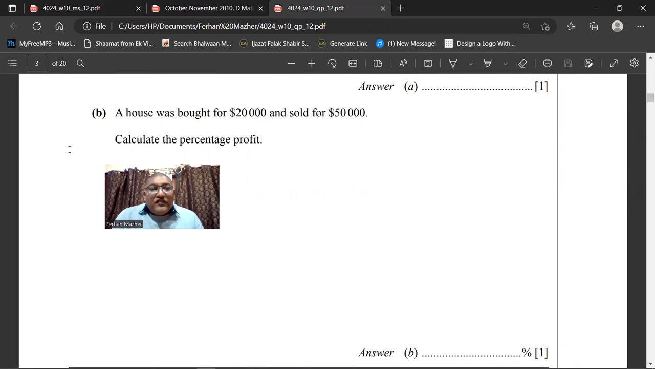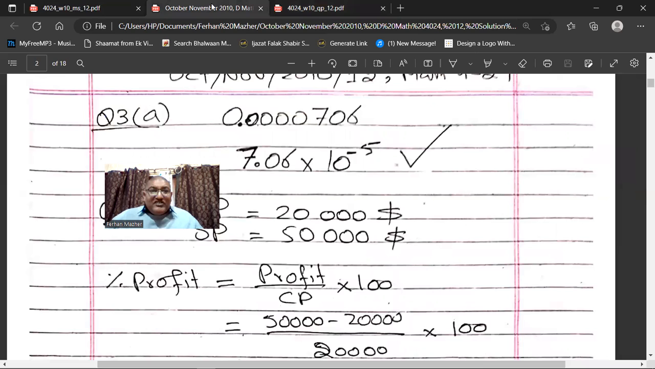A house was bought for $20,000 and sold for $50,000. Calculate the percentage profit. So you buy something at $20,000 and you sell it at $50,000. So it means that you have made a profit, and that profit is sale price minus the cost price. So 50,000 minus 20,000, you get 30,000. That's your profit. So percentage profit is, the normal formula is profit divided by the cost price multiplied 100. So this is the strategy.